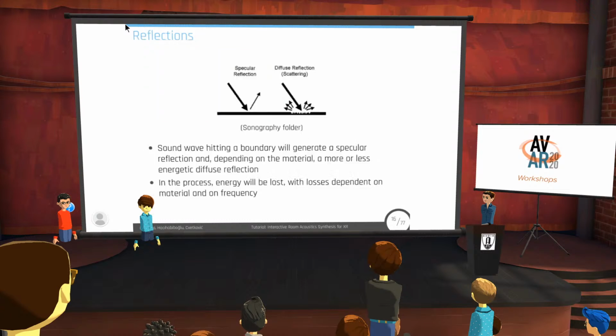The second slide, at least on this, has to do with reflections. Whenever you have a sound wave hitting a certain boundary, this will generate a specular reflection and, depending on the material, a more or less energetic diffuse reflection. Also, whenever sound waves hit a boundary, you typically have some form of energy loss, which is also dependent on frequency. It really depends on the different materials. For instance, glass is going to have a lower energy loss at the boundary, whereas a carpet might be quite lossy.